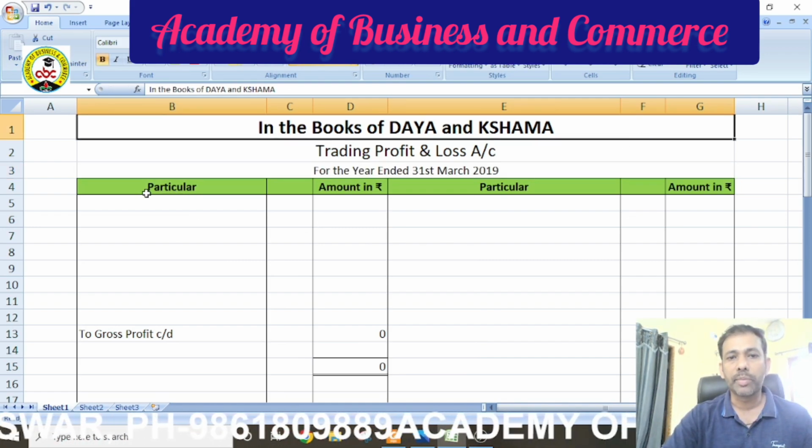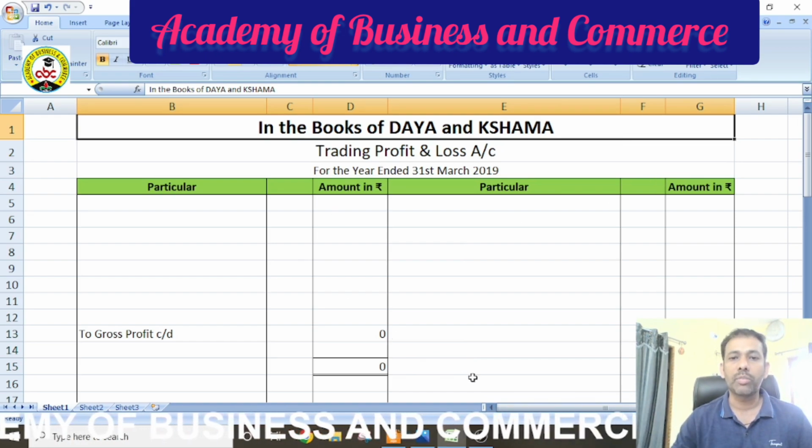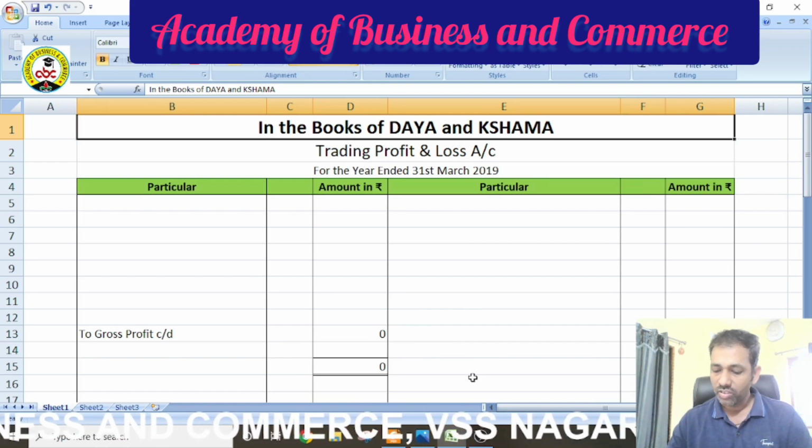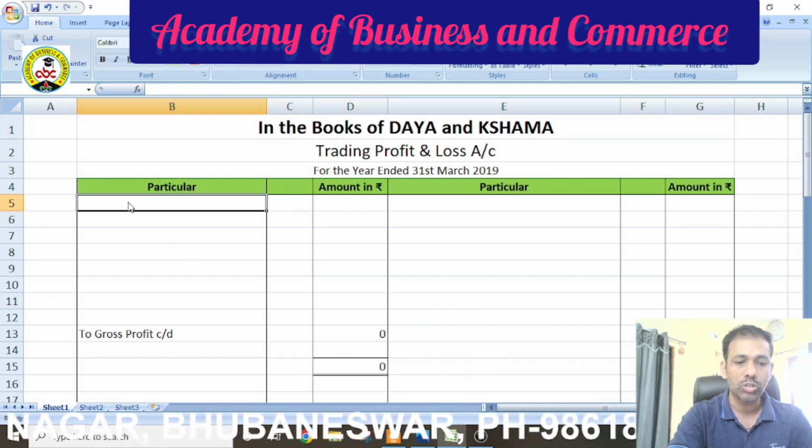Here the left hand side is the debit side and the right hand side is the credit side. We have to take one item and put it into the parallel account. First item is opening stock. So opening stock we have to take to the debit side of trading account. To opening stock.